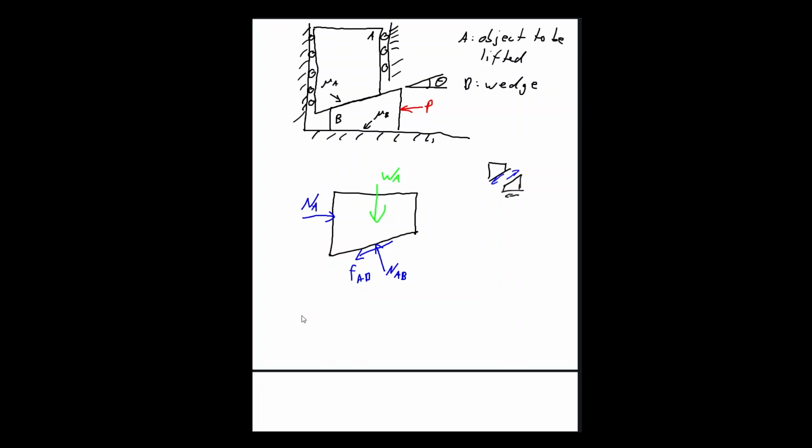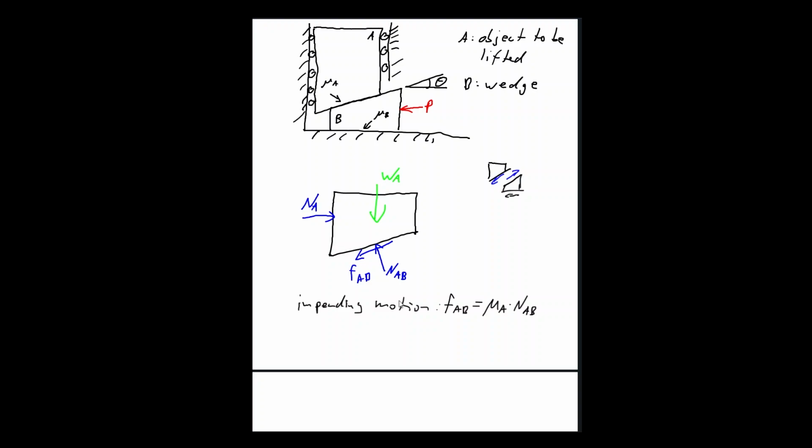And of course, that is that we know at impending motion in my surface between A and B, right? I know that FAB is equal to mu A times NAB. All right, so if I have that, I know I have 3 equations and 3 unknowns, so we can solve it.